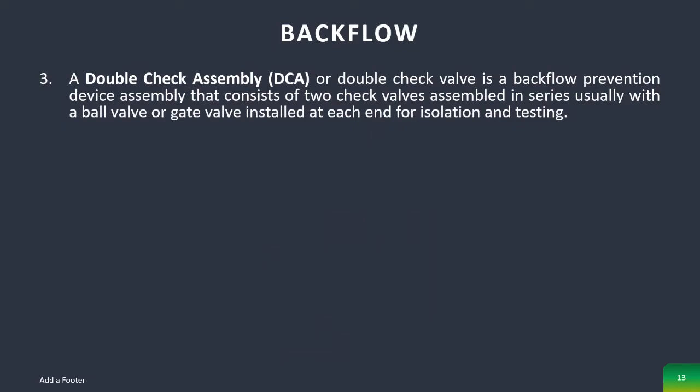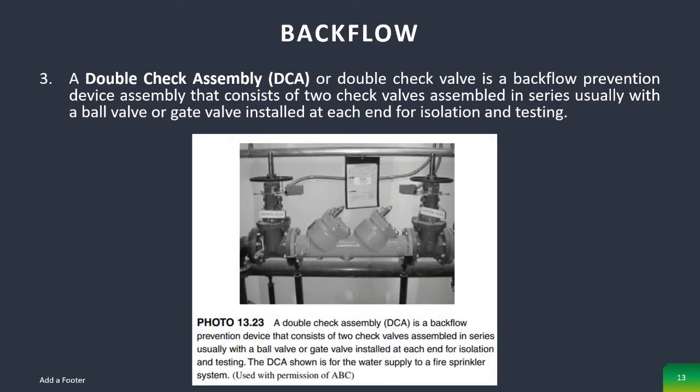Number 3, a double check assembly or DCA or double check valve is a backflow prevention device assembly that consists of 2 check valves assembled in series, usually with a ball valve or gate valve installed at each end for isolation and testing. So ito po. This is a double check assembly. It's a backflow prevention device that consists of 2 check valves assembled in series. The DCA shown is for the water supply to a fire sprinkler system.